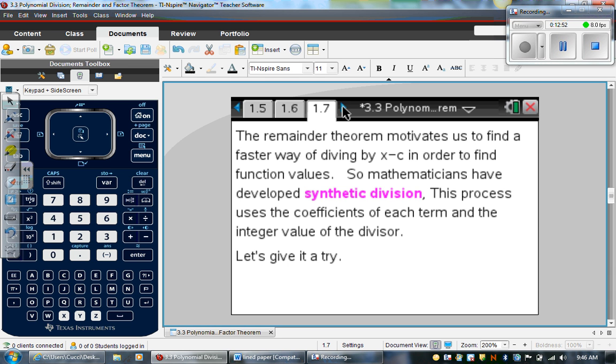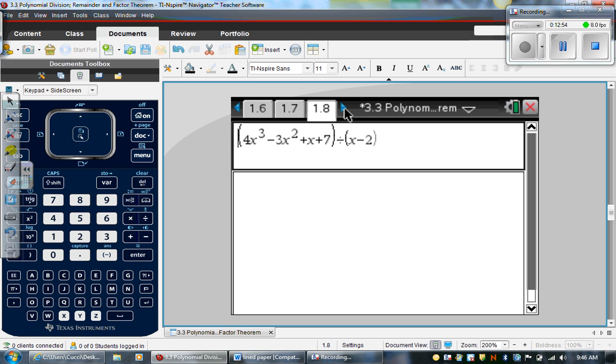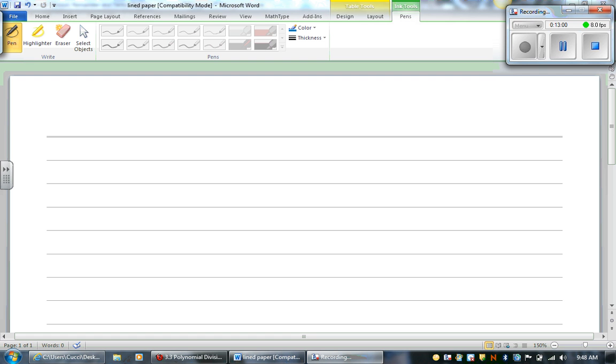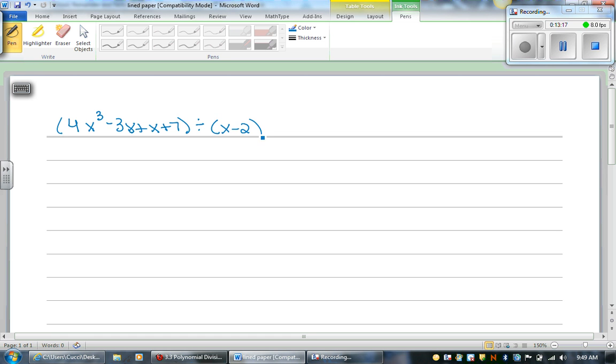This is actually a lot of fun. So hold on just a second here. Let's try this one. Okay, so the original function that we wanted to try was 4x cubed minus 3x plus x plus 7 divided by x minus 2. Now, in order to use synthetic division, it does have to be in this form, this x minus c. Okay, so that's important. You can't use it if it's not. I need to fix this because it's bothering me.